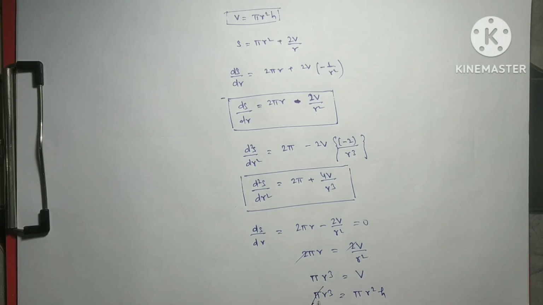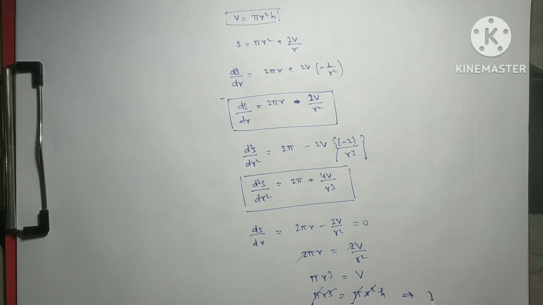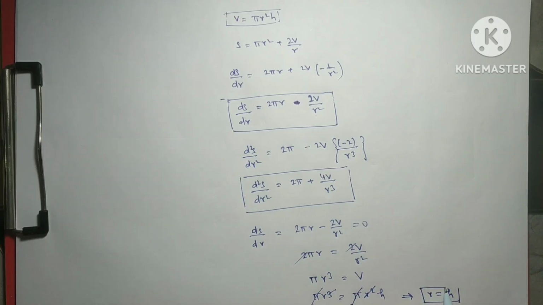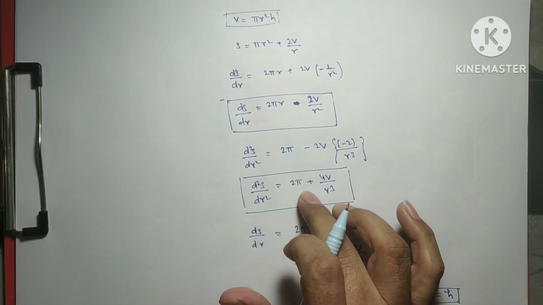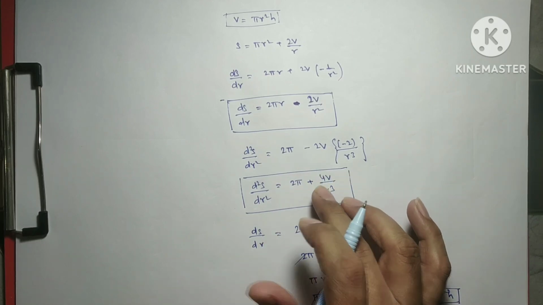So cancel out r square to this. So as a result we get r equals to h. This is the intermediate condition and we obtain this. And right now we want to prove the total surface area is minimum. So we put this value in this expression and this should be positive.